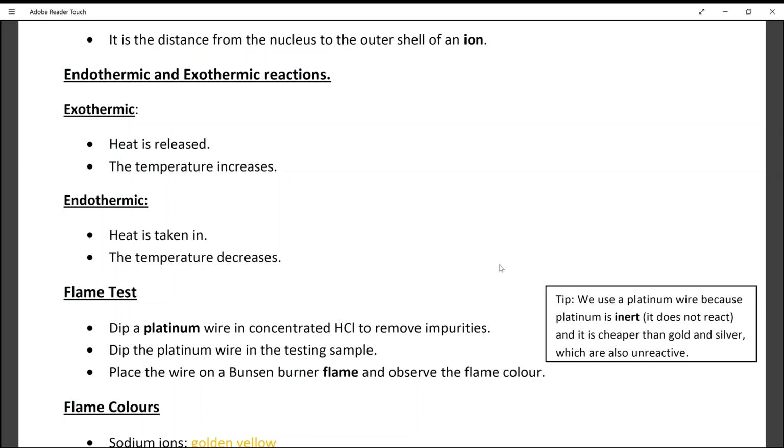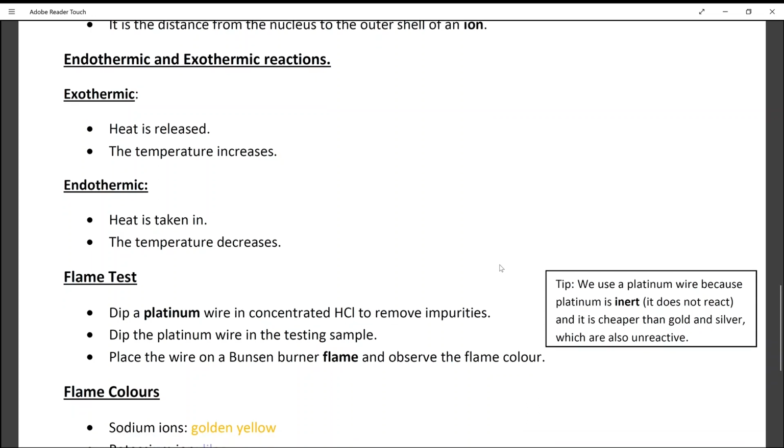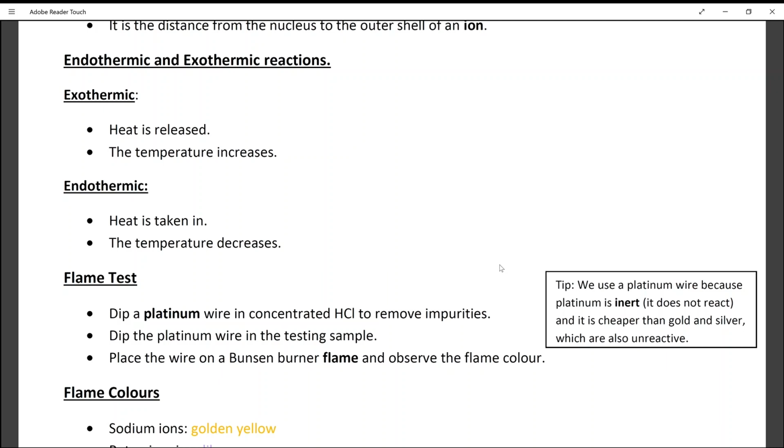It is exothermic. Exo in Greek means outside, and thermic in Greek means heat. So heat is released. It goes outside. If you put sodium in water, which is an exothermic reaction, heat will be released, and the water, for example, will boil. It will heat up. That's why the temperature increases.